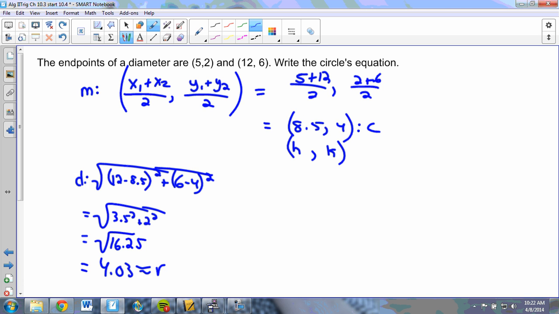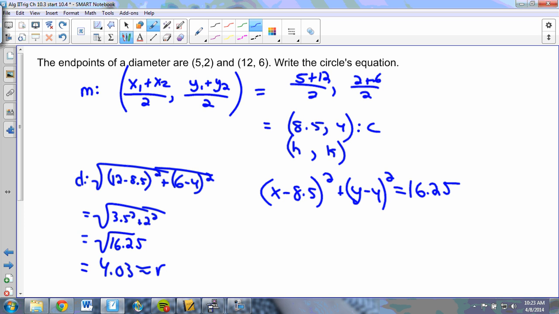So what's the equation going to be? Let's use x minus 8.5 squared plus y minus 4 squared equals 16.25. What I'm hoping you recognize here is we don't actually have to go through the process of calculating the square root and actually finding the radius, because we're just going to square it anyways when we put it back into the formula. So really that is the number that we need in order to find what number goes there. Question on that?